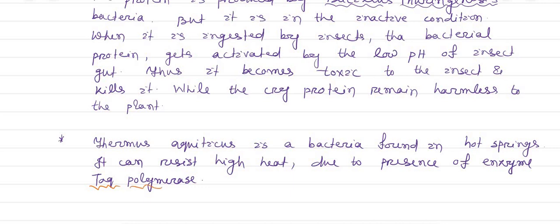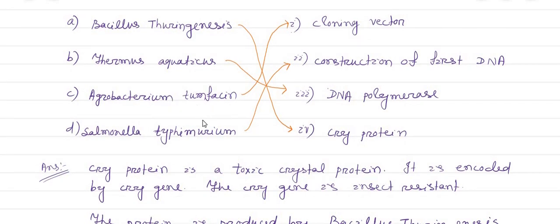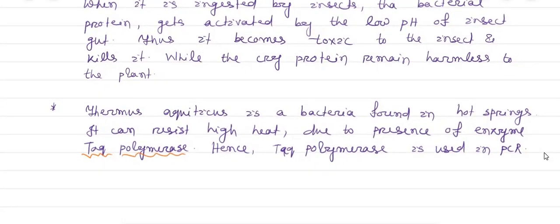This is Taq polymerase. Hence, Taq polymerase is used in PCR. This is the reason. And now come to the next bacterium. Here you can see the next bacterium is Agrobacterium tumefaciens. Let's move to that one.